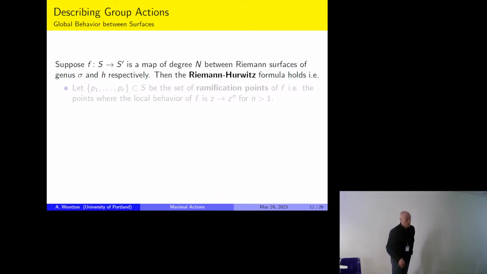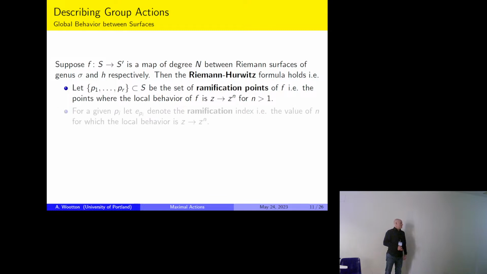So there's a second property we need as well, which is a more global property. That is the Riemann-Hurwitz formula. I think pretty much everyone here is probably familiar with this, but let me just quickly go over this idea because it'll be important later. If you have a map between two Riemann surfaces of degree n, then of course the Riemann-Hurwitz formula holds. That is, if you have the set of ramification points in the original surface S.